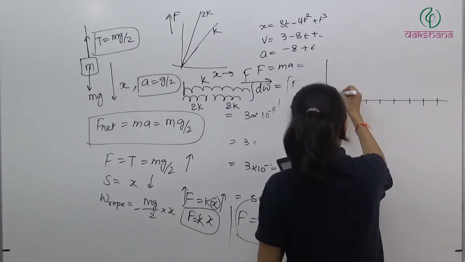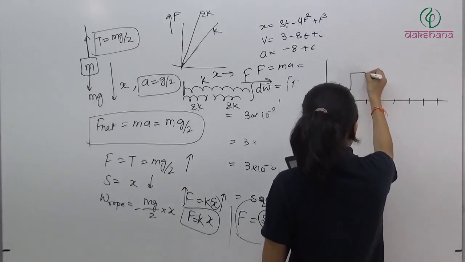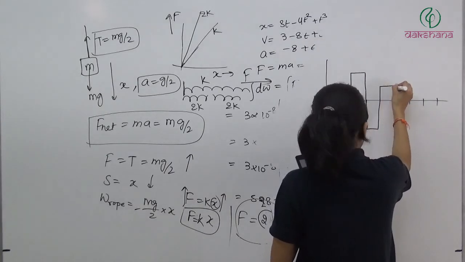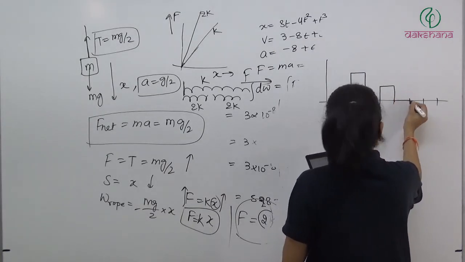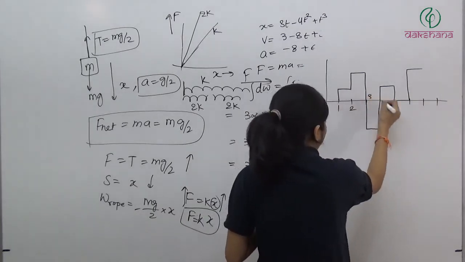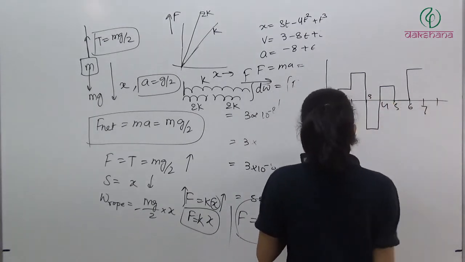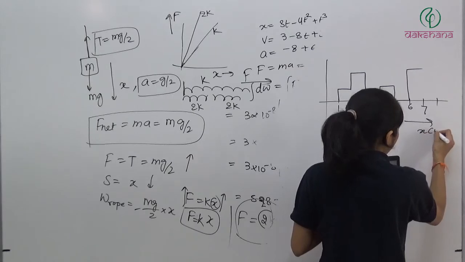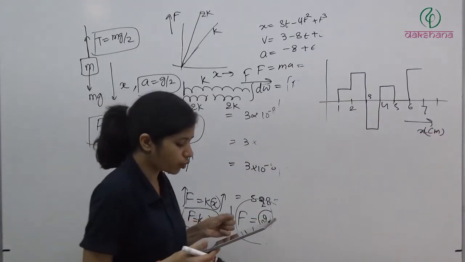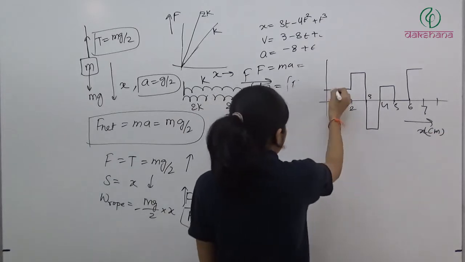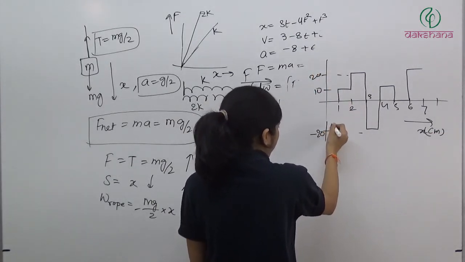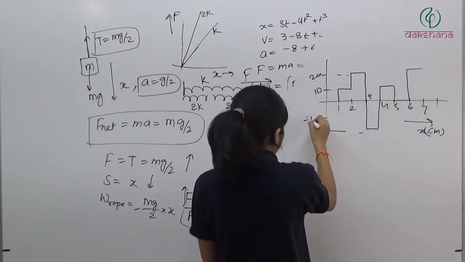So it is starting from 1. And then at 3 it is like this, again 4 to 5 it is like this, 5 to 6, 6 to 7, and then we have to find 1, 2, 3, 4, 5, 6, 7. We have to find the work done from x equal to 1 centimeter to x equal to 5 centimeter. This is 10, 20, minus 20, here minus 10.